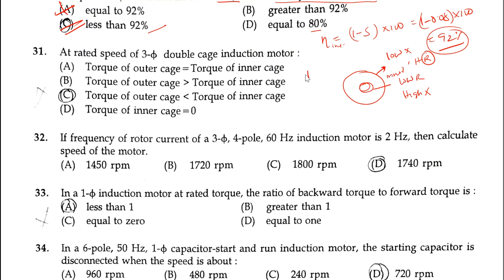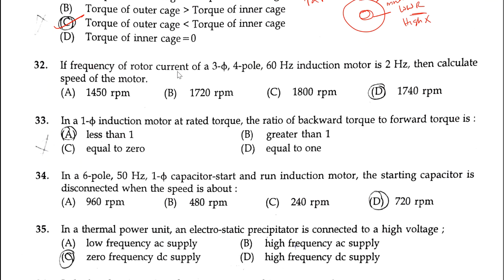As we know, the torque is proportional to resistance, so the outer winding will have a higher resistance compared to the inner winding, so the torque of the outer will be high and the inner will be less. You can also ask the same question in terms of resistance: the resistance of the outer winding will be high and the resistance of the inner winding will be low. Like that you can ask.